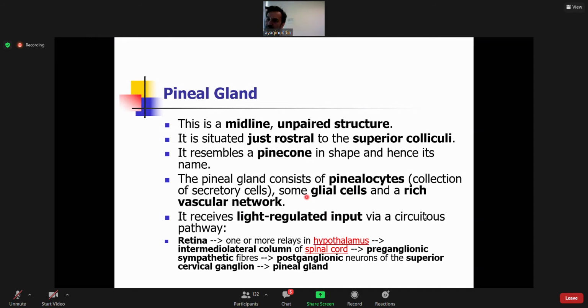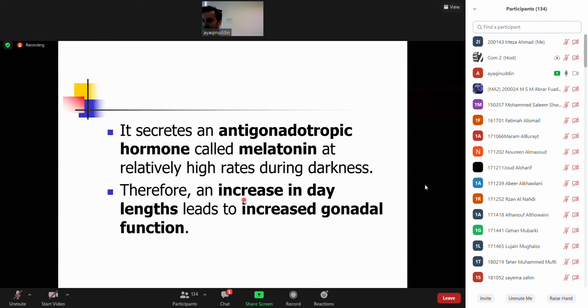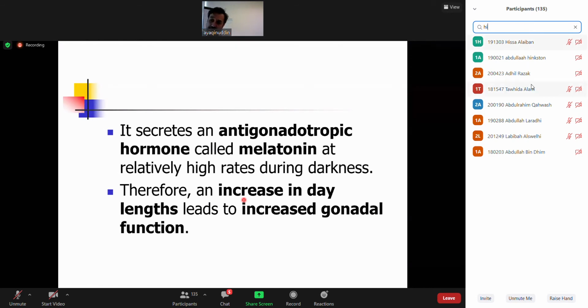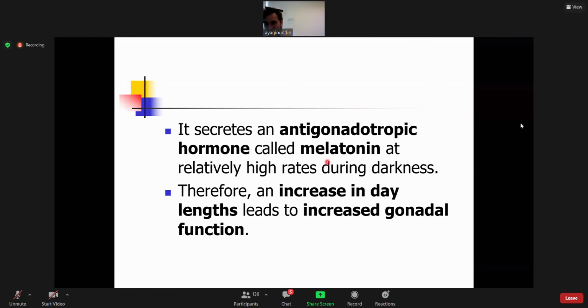The hormones secreted by the pineal gland are under the regulation of the circadian rhythm, or the day-night cycle. The hormone the pineal gland secretes is melatonin, which is an anti-gonadotropic hormone. It is released in high rates during darkness, so gonadal function increases when you have longer day lengths. In places like Saudi Arabia, where sunlight is available for a longer period of time, puberty happens earlier because melatonin secretion is reduced.